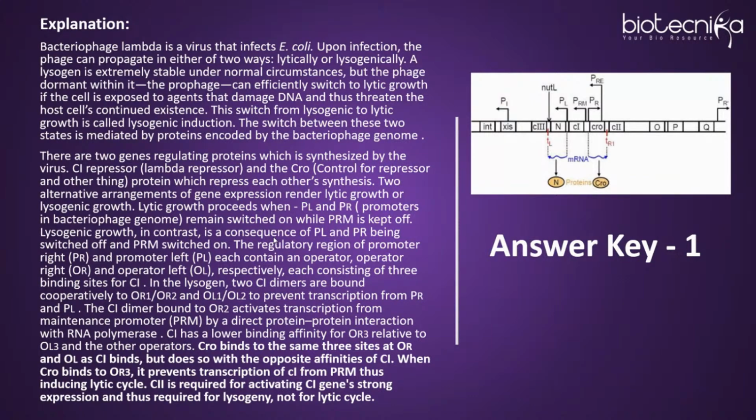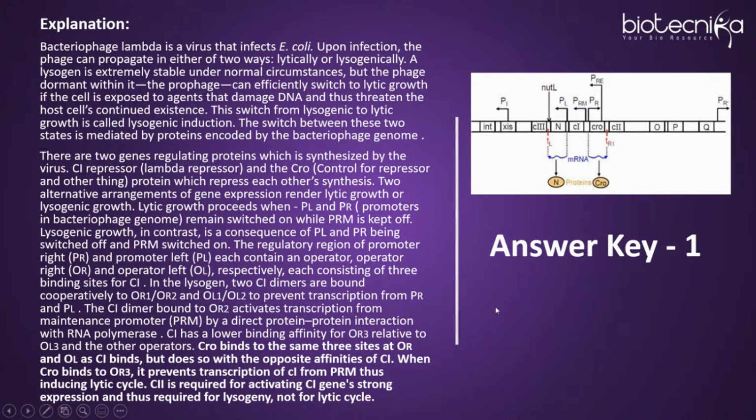It basically happens when damage to the DNA takes place through UV radiation or other kinds of mutagens, right? So there are basically two genes which encode regulating proteins synthesized by the virus. The first one is the C1 repressor, which is also known as the lambda repressor, and the other is CRO, the control of repressor. These are the two proteins responsible for the switching from the lysogenic to the lytic cycle, and they repress each other's synthesis, right?